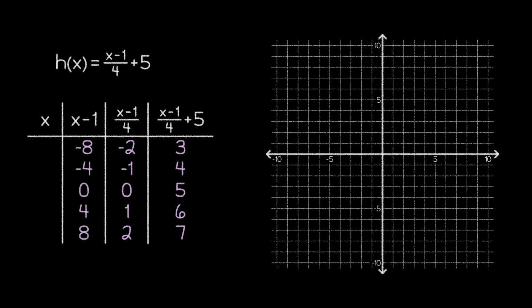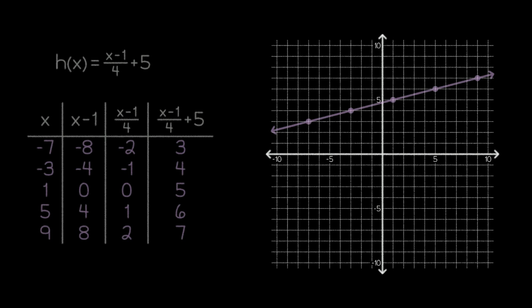The same concept can be applied to figure out the numbers that belong in the first column. We know that after subtracting 1, we got the values in the second column, so if we add 1 to the values from the second column, we'll get the input values that belong in the first column. And from there, we can graph our points and draw our line.